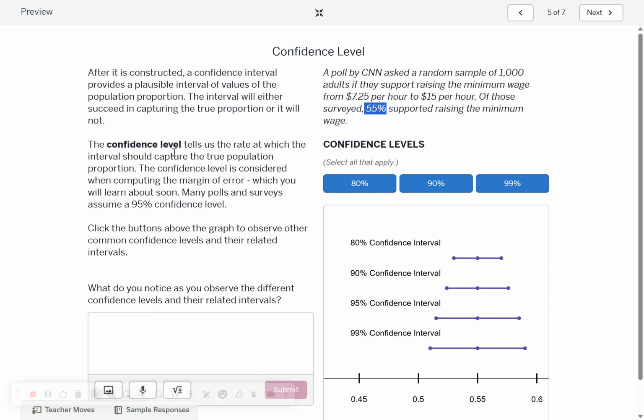So what does this percentage mean? It's the rate at which the interval captures the true population proportion. So what that means is that if we were to use this calculation to calculate the population proportion, we would get the actual population proportion about 80% of the time. Now, remember, 55% isn't the actual population. It's just what happened in one sample. And those numbers can vary from sample to sample. But if we want to really make sure that our calculations capture the true population proportion, we'll use a 99% confidence interval. That if we were to calculate based on this calculation and this margin of error, we would get the actual population proportion 99% of the time.